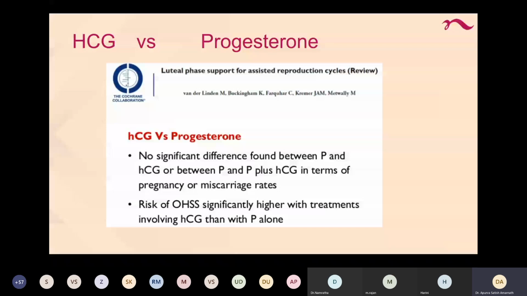So presently, the only place where HCG is given in luteal support is if a fresh transfer is being tried in women who are given a GnRH agonist trigger in women with risk of OHSS. So since we are looking at OHSS-free clinics, this is not really recommended. This is the only place it is being currently used.